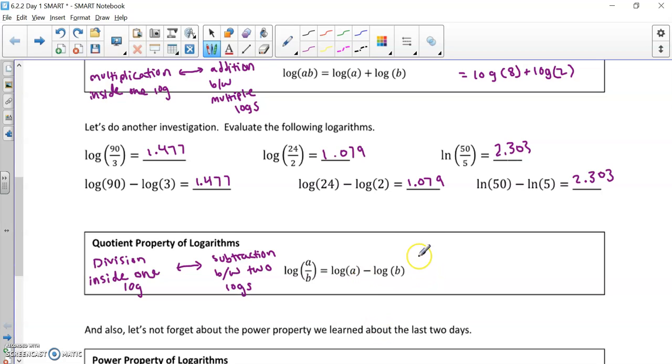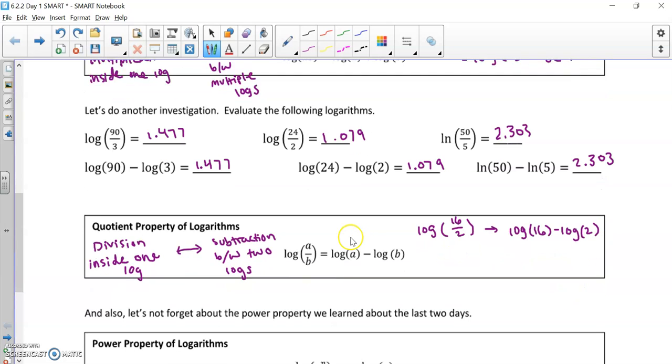All right, so for another example, if I had log of 16 over 2, this translates to log of 16, the top number always comes first, minus log of 2. Okay, you have to be careful. Make sure you don't flip those. If 16 is on the top, the log of 16 has to come first. If 2 is on the bottom, log of 2 has to come second. Okay, and that is what the quotient property is.